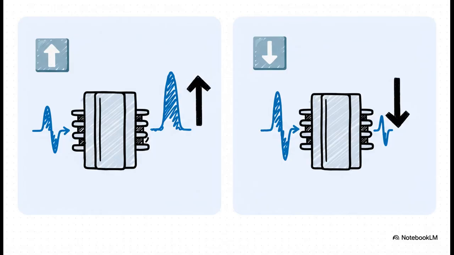So, here's the crucial point. The way a transformer changes voltage is, well, elegantly simple. It's all dictated by the ratio of the number of turns of wire between the primary and secondary windings. If you have more turns on the secondary, you step the voltage up. Fewer turns and you step it right down.